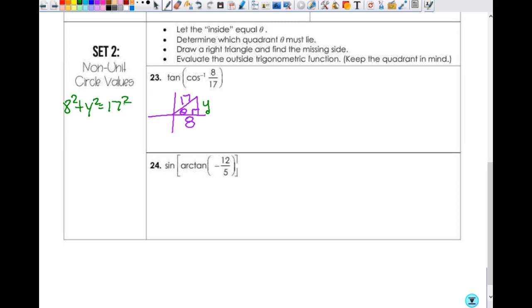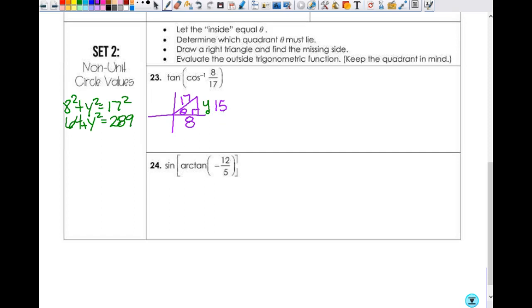Well, 289. You need to know your perfect squares up to 25. I've been telling y'all that, otherwise you're not going to be able to get this stuff done. This is 64. So what's 289 minus 64? Stop cheating on your calculator. 225. So what is y? 15. Pythagorean theorem cannot take you this long. You have to know these things, and you got to be able to fly through it. That is a 7th grade skill.